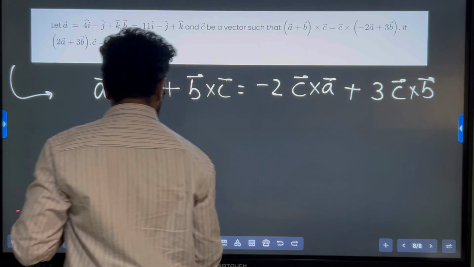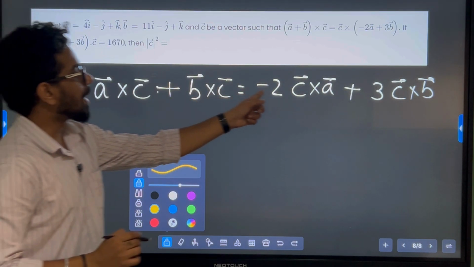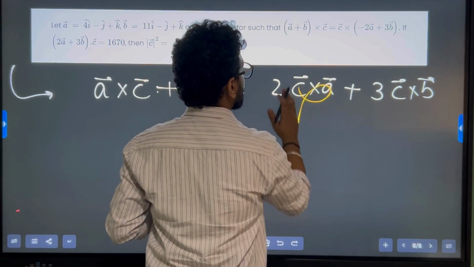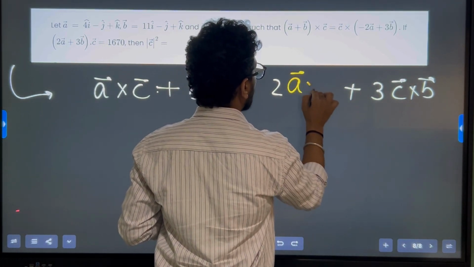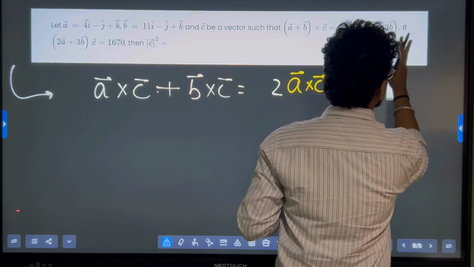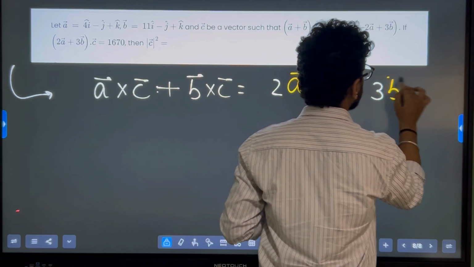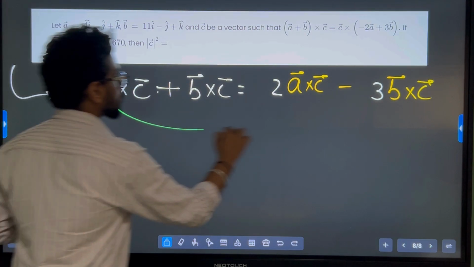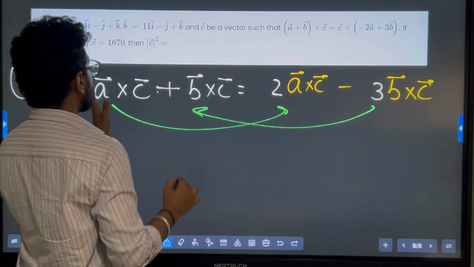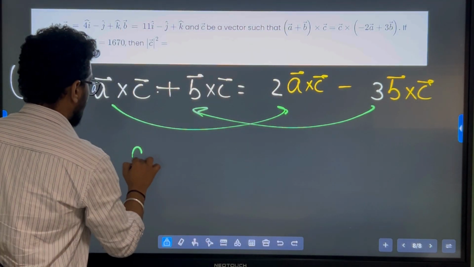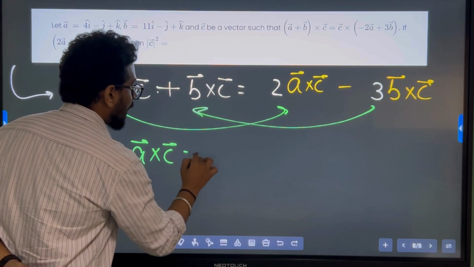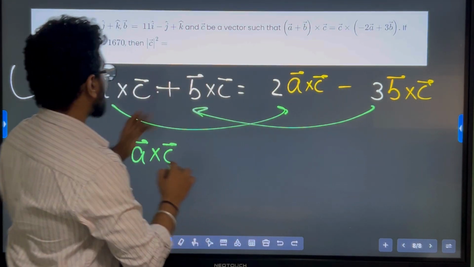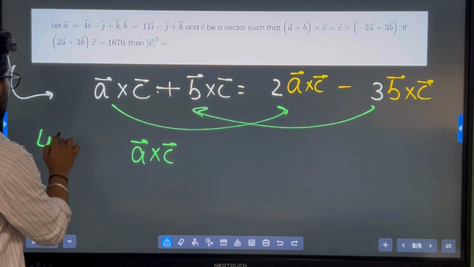Now here, guys, what do we have to do? Minus C cross A, as we have seen in the previous question, is A cross C. So this becomes A cross C, and here C cross B becomes minus B cross C. I will transpose the terms. 2 minus 1 is A cross C is equal to, if I send it over here, 4 times B cross C.